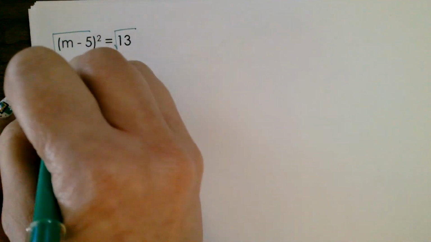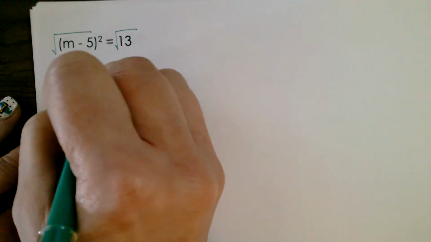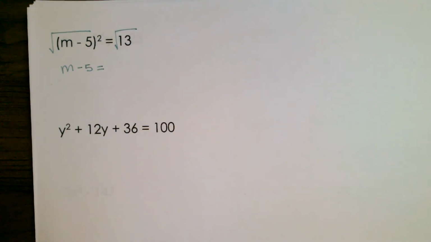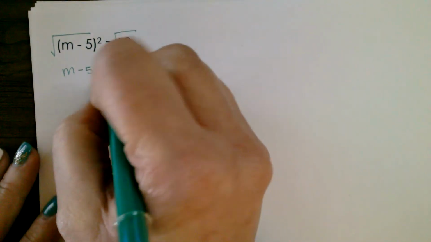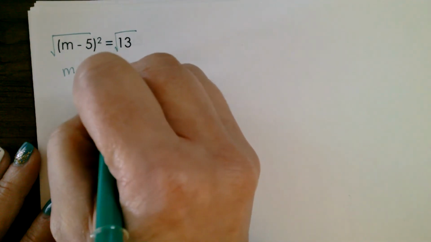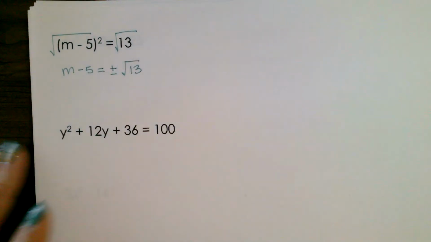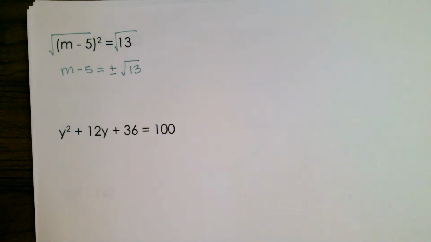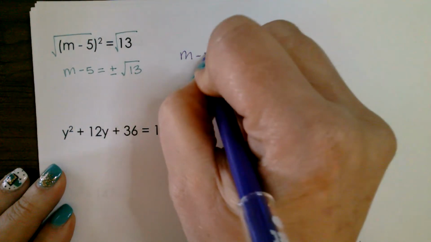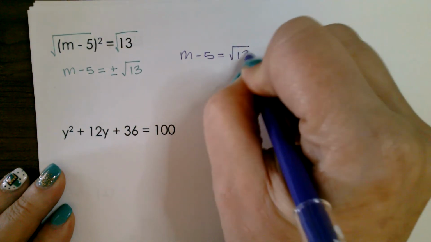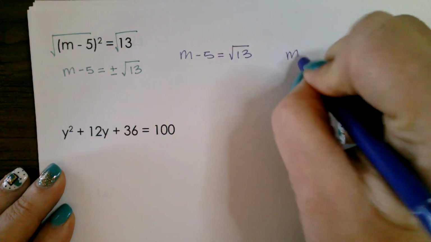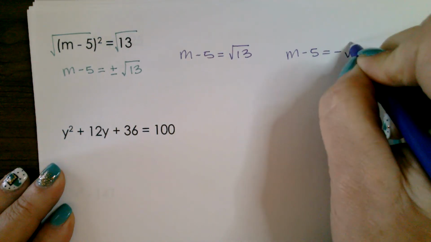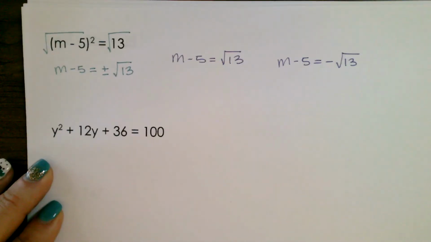Well, the square root of that we know is m minus 5. Now, 13 is not a perfect square. I would get some gigantic decimal. Instead, I'm going to say it equals the plus minus square root of 13, and I don't really care what the decimal point is. We can all work a calculator. I don't care. Then I would have m minus 5 equals the positive square root of 13. m minus 5 equals the negative square root of 13.